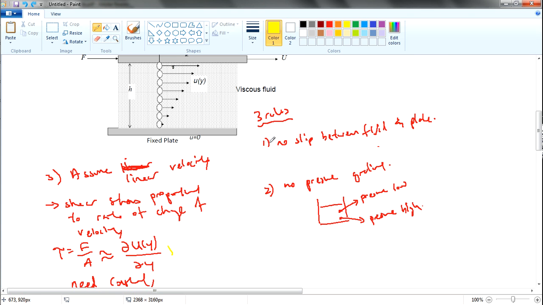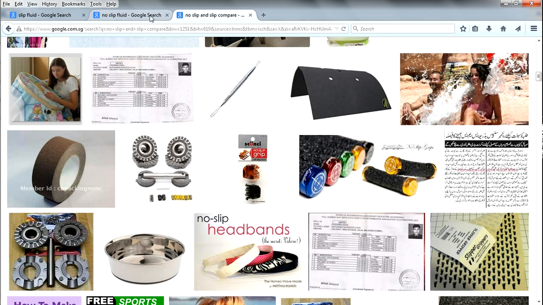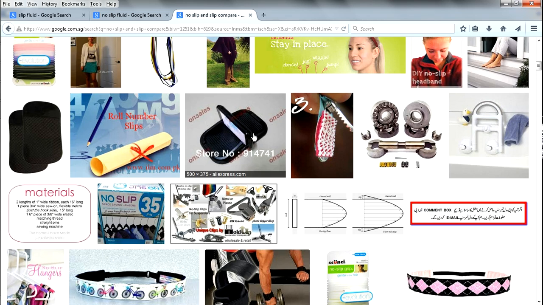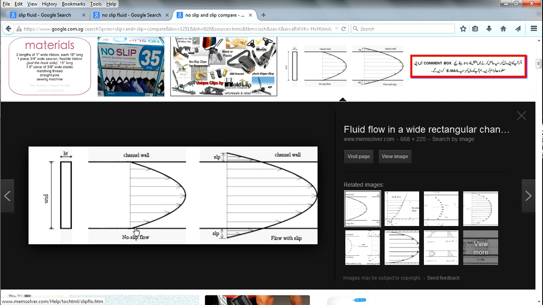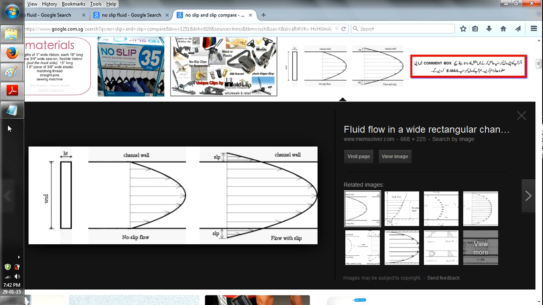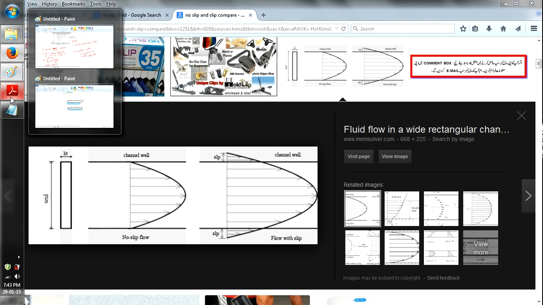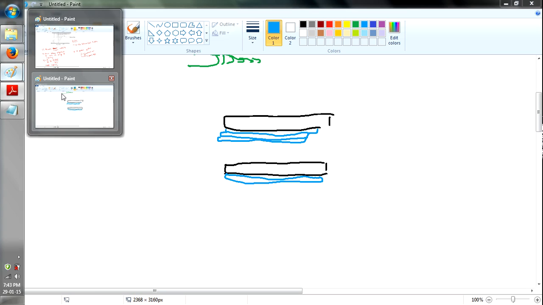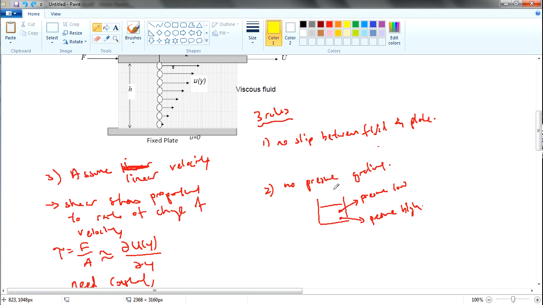Okay, so there are three assumptions here. First is the no slip. Okay, I just want to sum it up. Meaning at this point this is 0 compared to here. This is by far what I know, but I don't know the reason behind that. And then no pressure gradient.